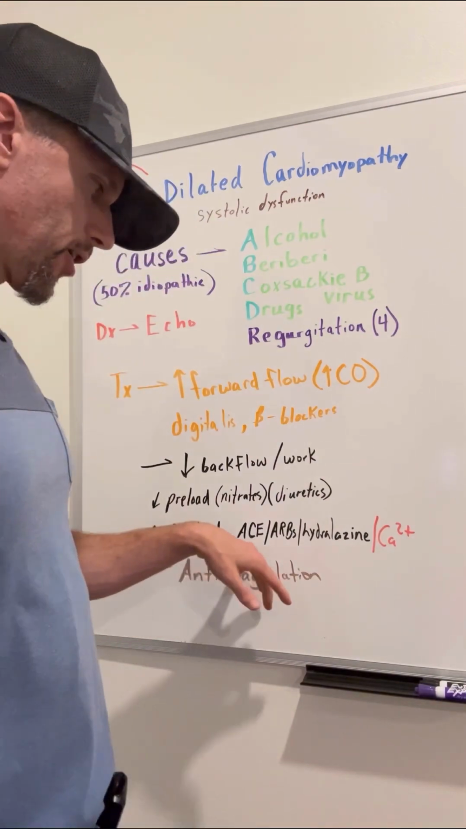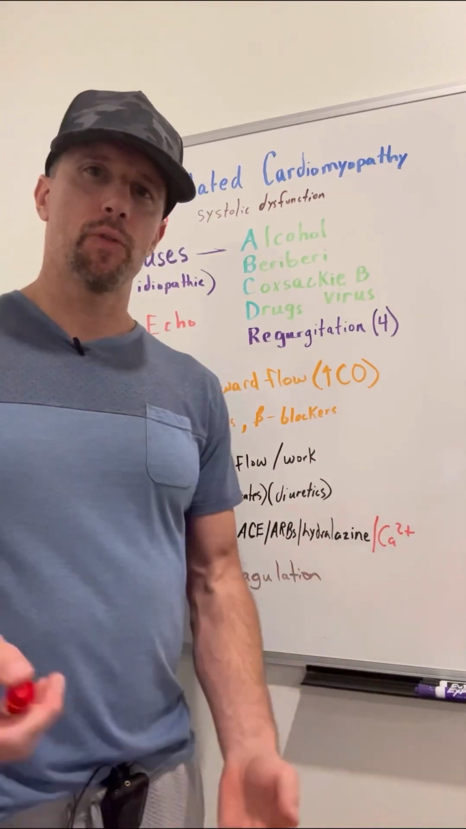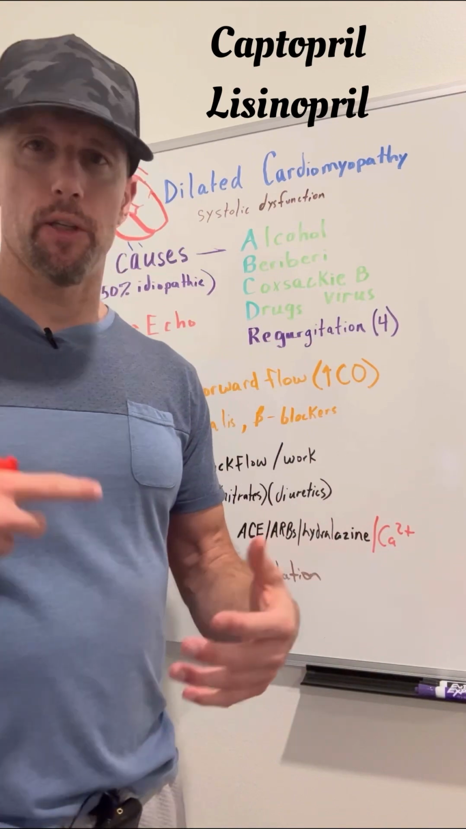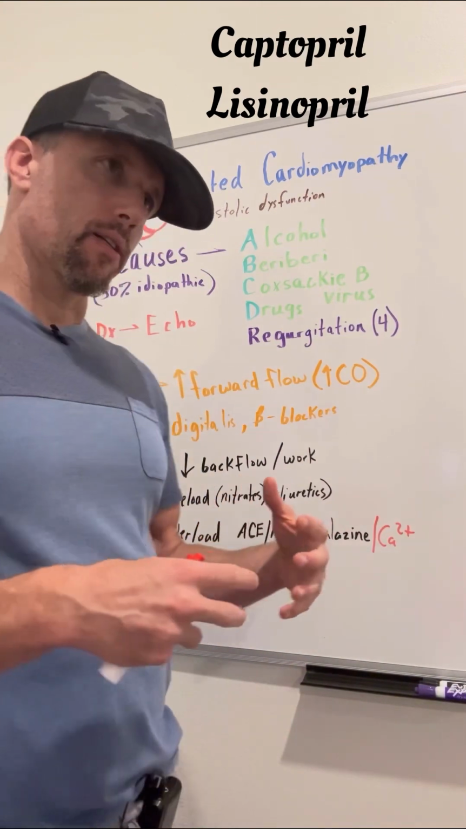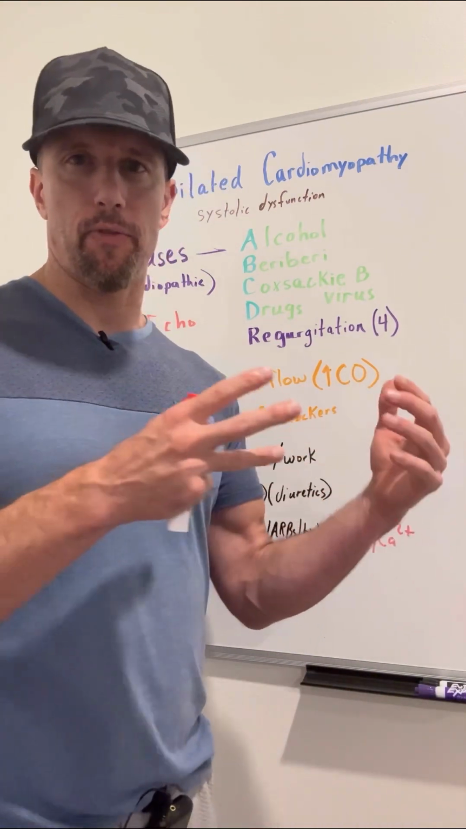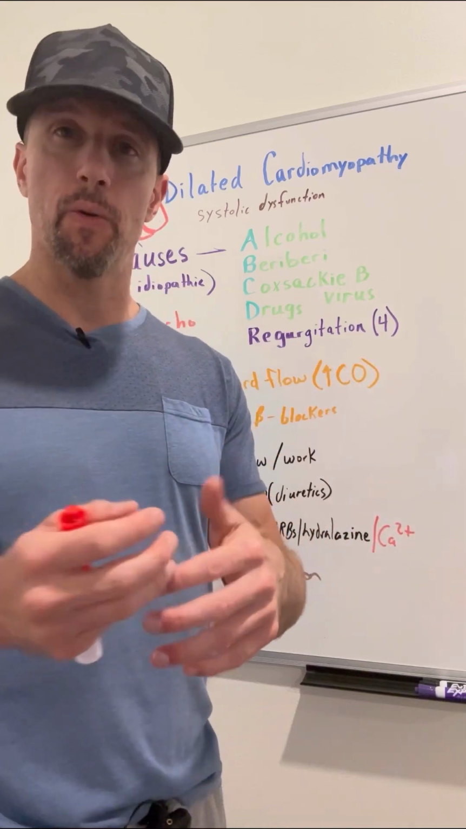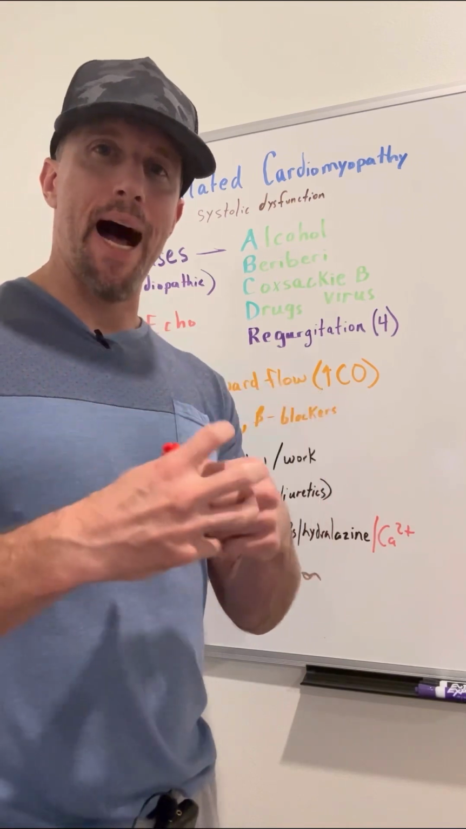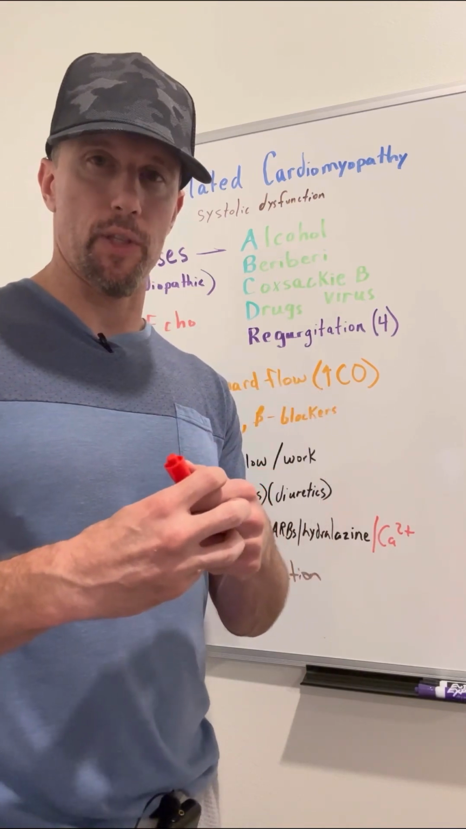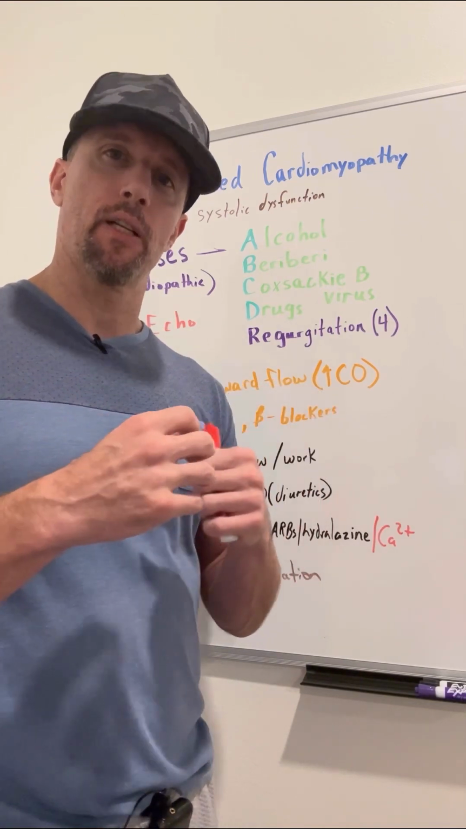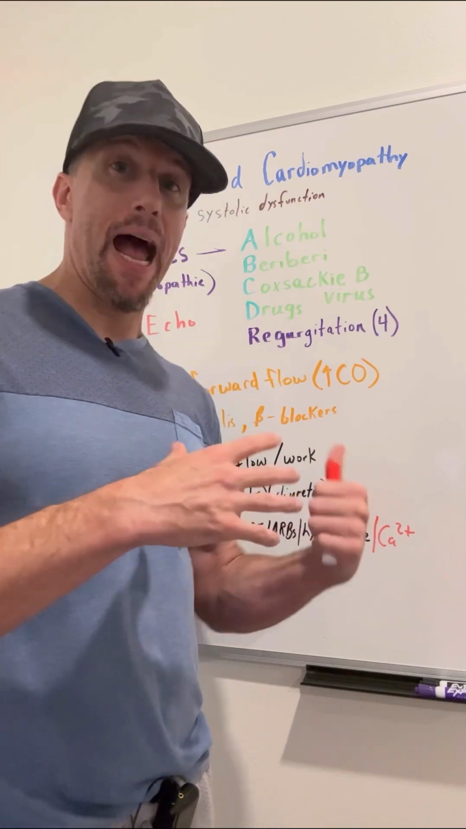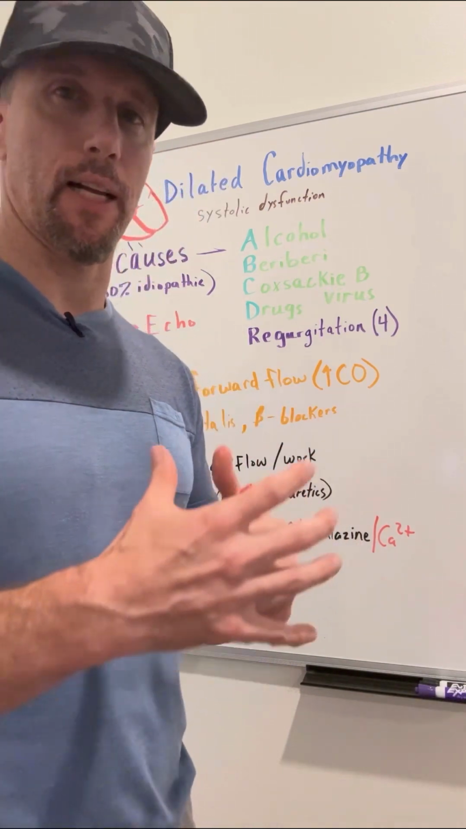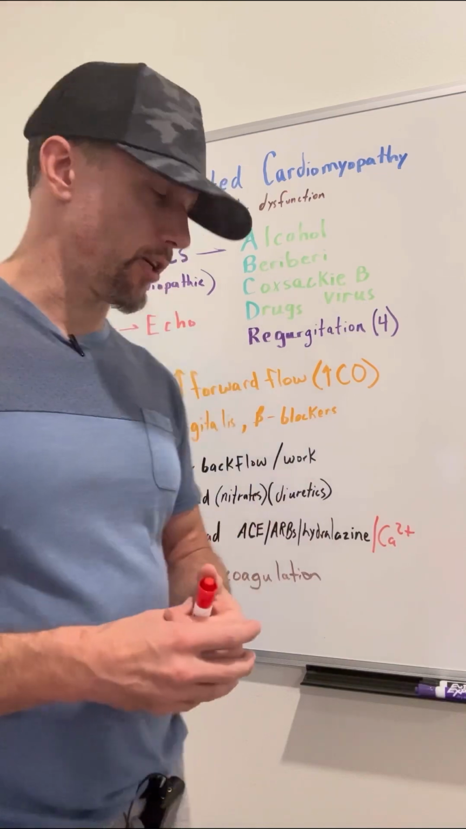Some of the drugs that do this are ACE inhibitors, angiotensin converting enzyme inhibitors. This is like captopril, lisinopril. These drugs prevent angiotensin 1 from converting to angiotensin 2, because angiotensin 2 will go out to the smooth muscle in your arteries, bind to the angiotensin 2 receptor, and cause constriction. So if you prevent angiotensin 2 from forming, you prevent that constriction. That's going to help dilate and relax those arteries.